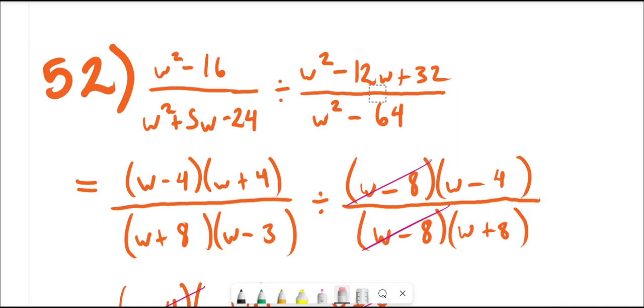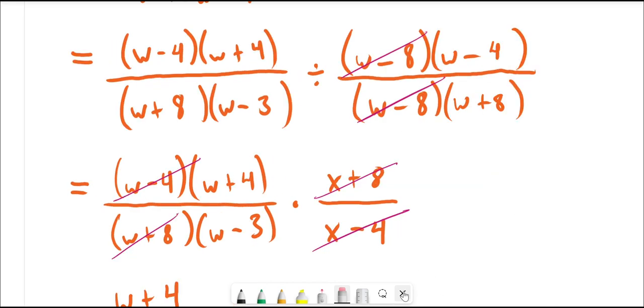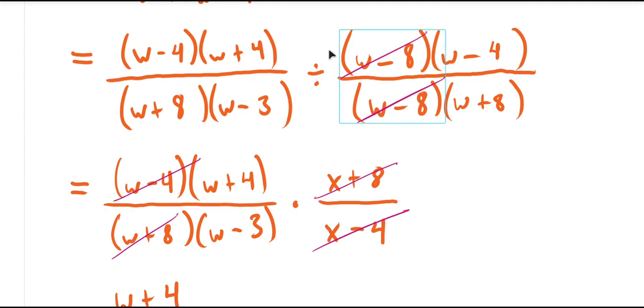On the bottom, that's another difference of two squares. So we have w minus 8 and w plus 8 as factors. This means that w minus 8 can cancel in this next term. And moving forward, we then flip this fraction, or what's left, and multiply. Once we flip the fraction, we can see what else cancels.